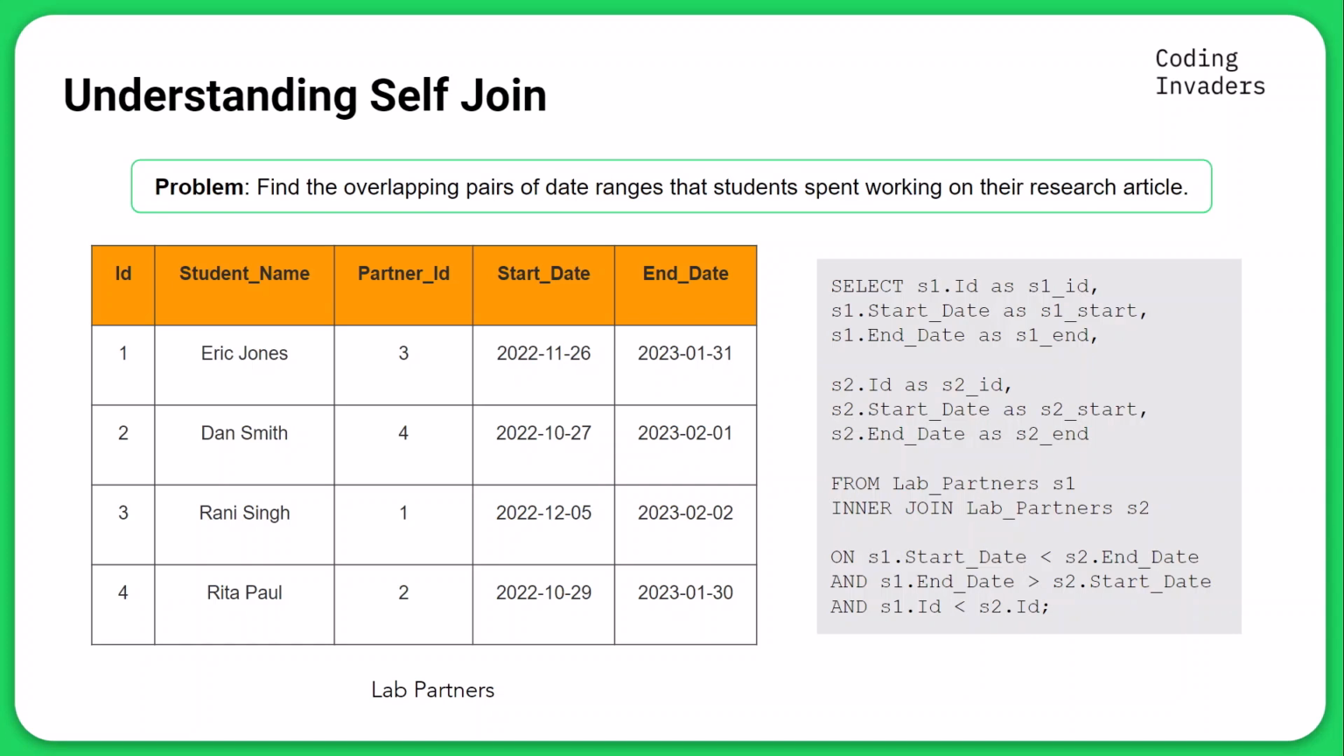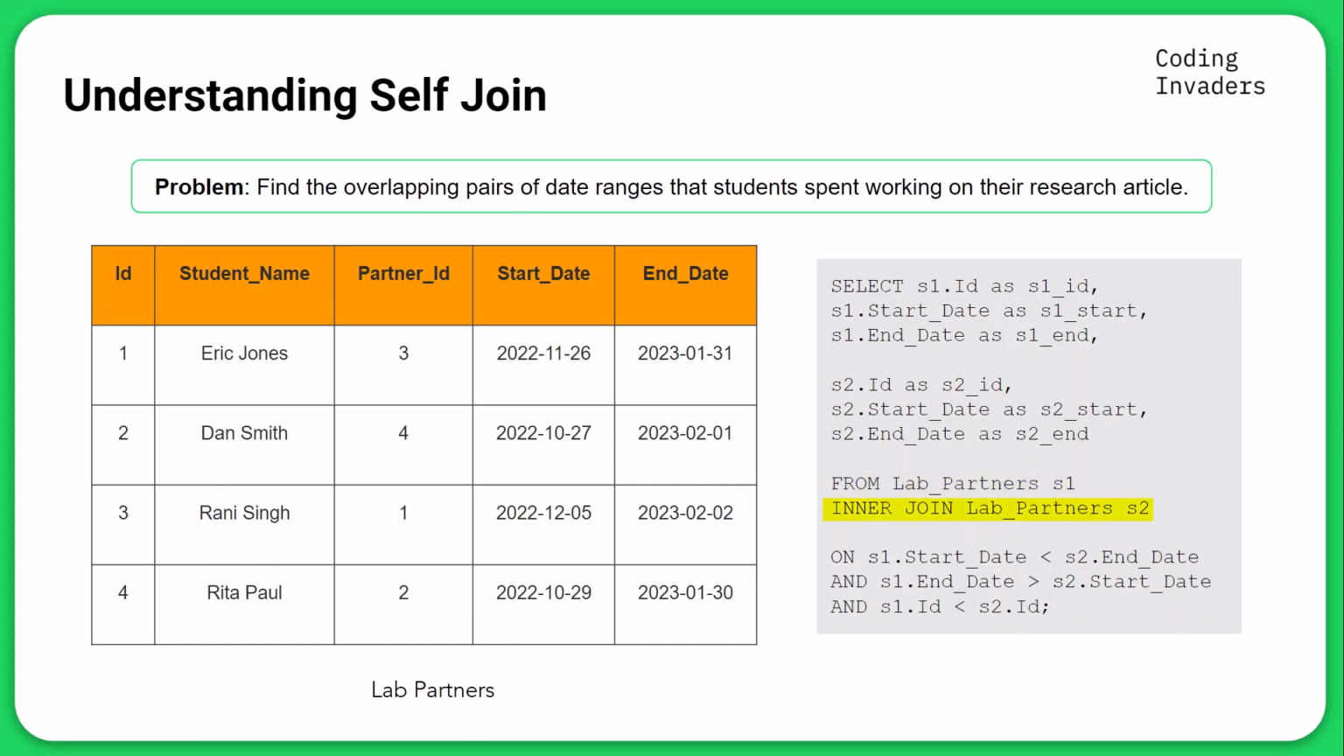So, what we are doing is select s1.id as s1_id, s1.startDate as s1_start, s1.endDate as s1_end. Similarly, s2.id as s2_id, s2.startDate as s2_start, s2.endDate as s2_end. From lab_partners S1. So the first time, lab partners is aliased as S1, and that's where we are picking up ID, start date and end date from S1. That is our first table, lab partners, aliased as S1.